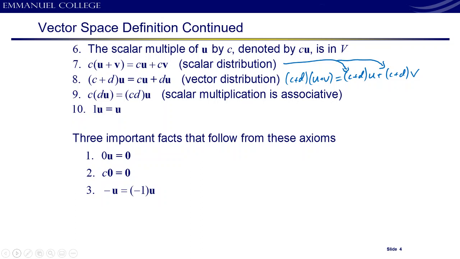So then there's a few important facts that follow. These are not axioms that are defined, but it's just what would follow. So 0 times any vector will give you the 0 vector. And any constant times the 0 vector will give you, again, the 0 vector. And then the third one is something to be aware of.